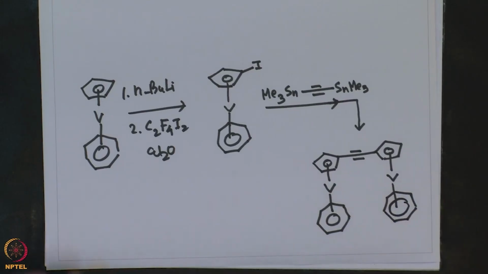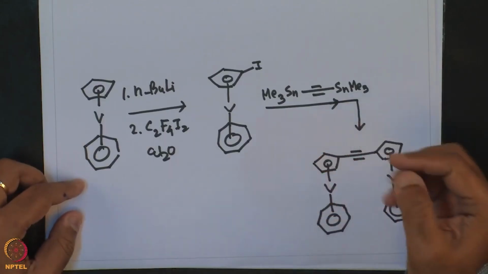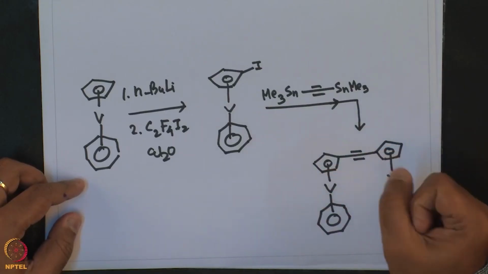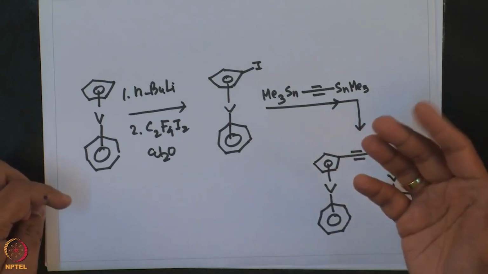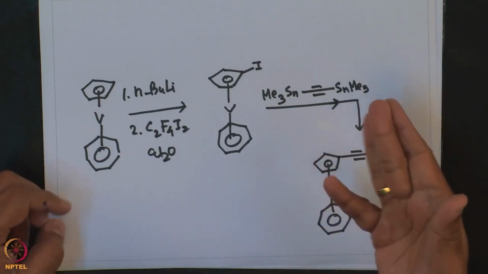As is shown over here. So, this is a beautiful work of synthetic chemistry, where one can form these dinuclear complexes by achieving lithiation selectively on the Cp ring.